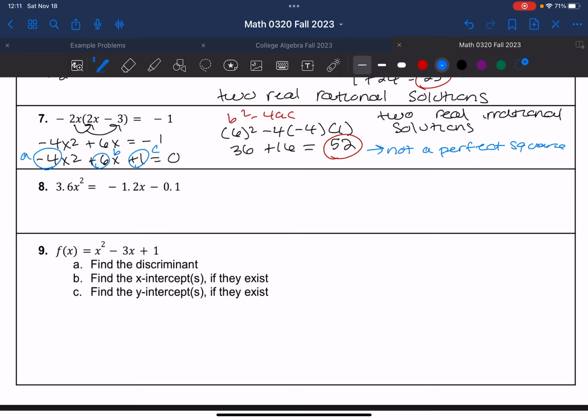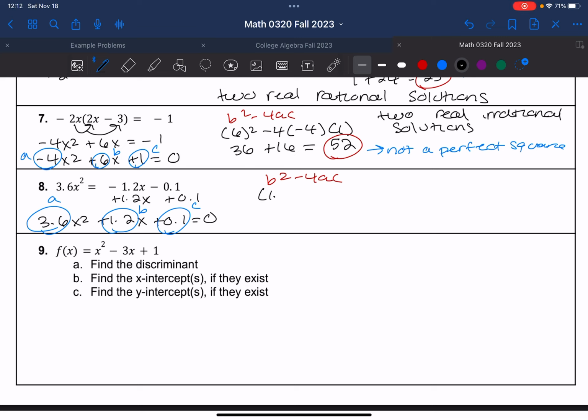And notice again, this is not in standard form. So I'm going to add that 1.2x over and add that 0.1 over. So I have 3.6x squared plus 1.2x plus 0.1 equals 0. So that means this is my A value, B value, C value. And I'm going to plug it into my discriminant.